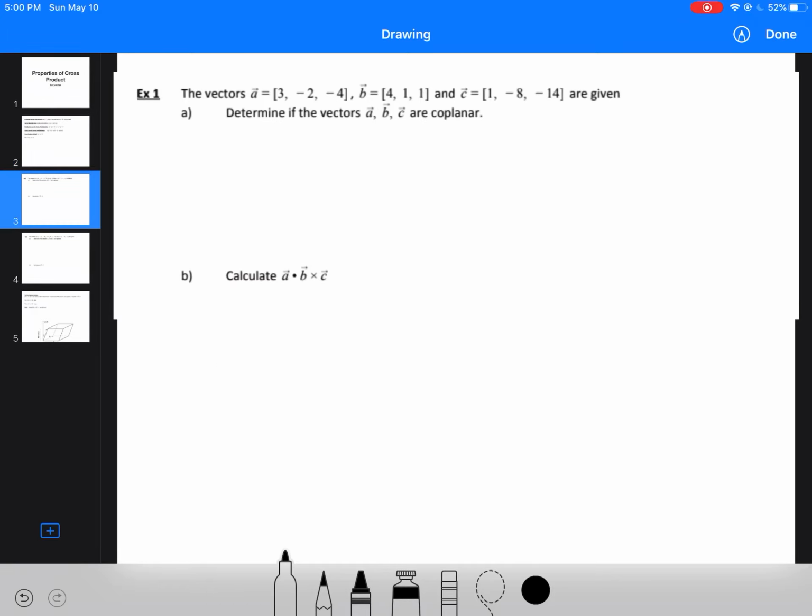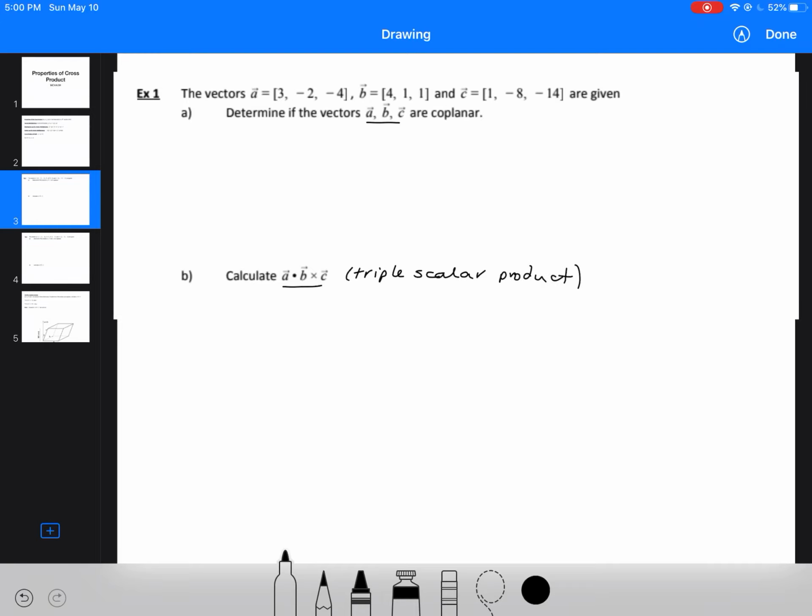So the next two examples that we're going to look at are talking about whether or not vectors are coplanar. Coplanar means that they lie all on a surface, so that you could draw all three vectors on a sheet of paper. What we're looking at is this product here, which is actually called the triple scalar product. And we're going to see what happens when we have coplanar vectors and then non-coplanar vectors.